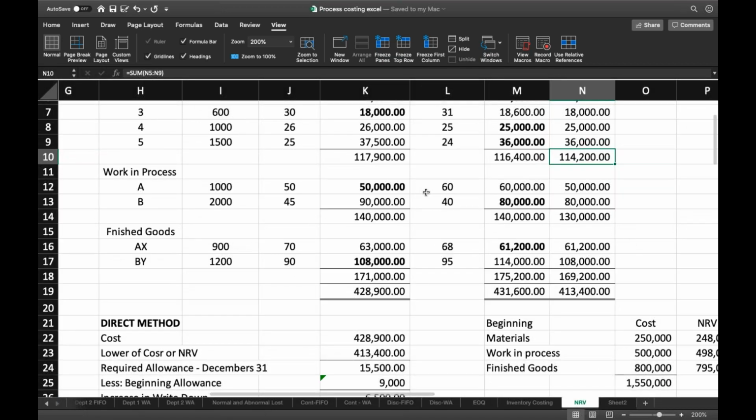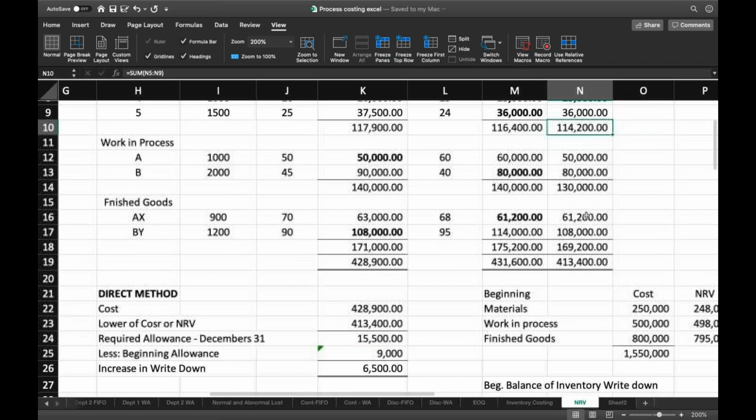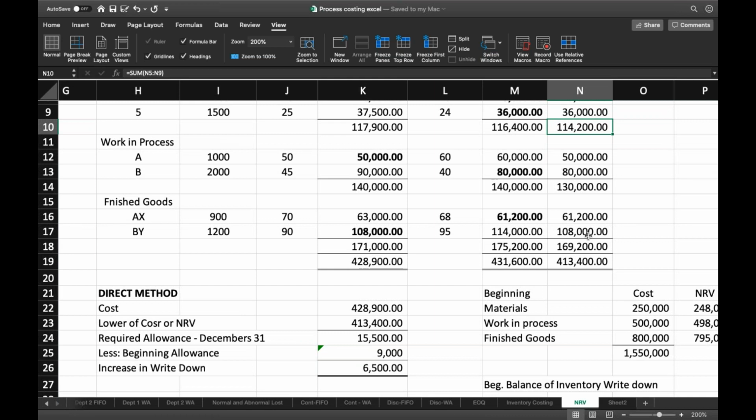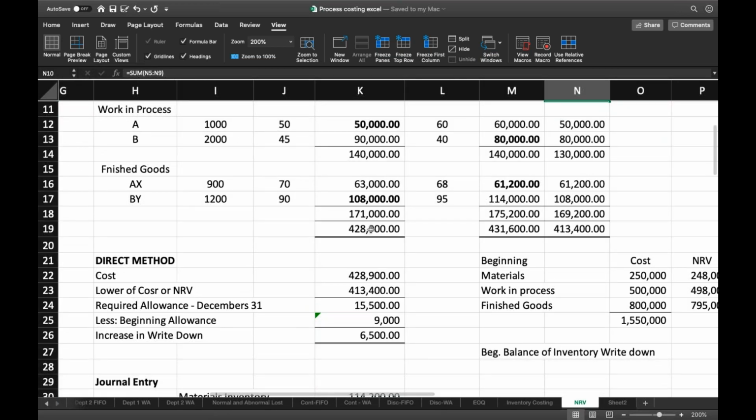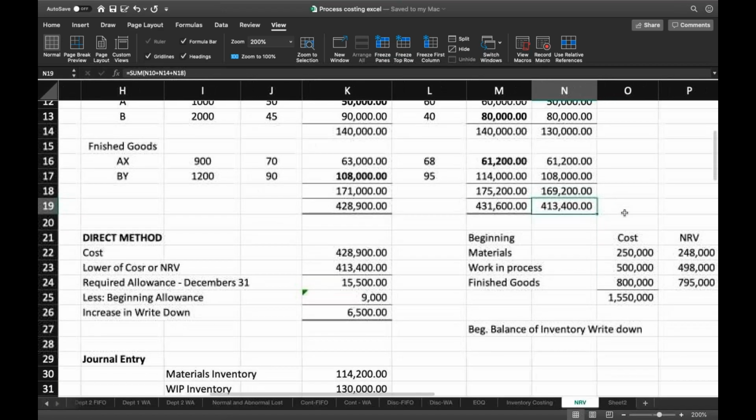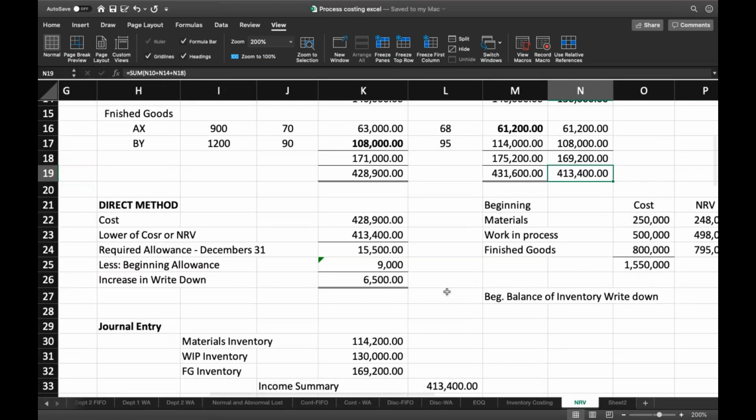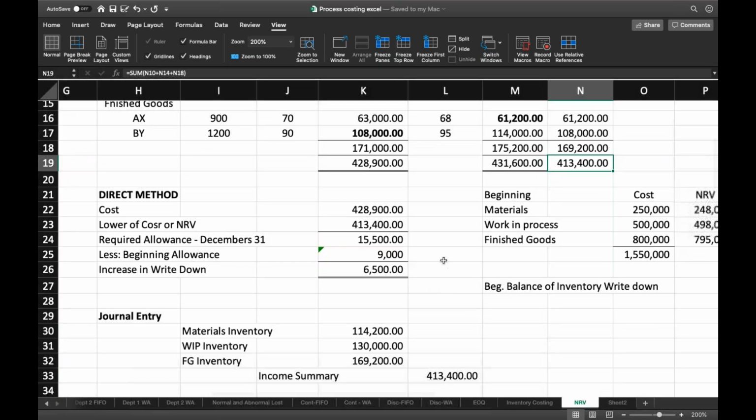Okay, so the same process, work in process per item, 50 and 80. Finished goods, 61 and 108. So yung total, 428 yung total cost, and yet 413 lang yung dapat na naka-record comparing NRV and cost. Okay, so in short, we have to write down. Now, magkano yung i-write down natin? The total cost is 428.